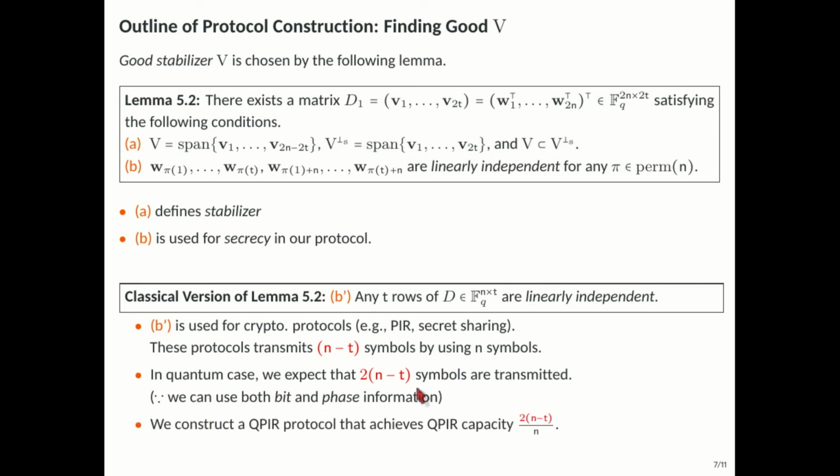So finally, we use a similar structure to the classical case with the help of this condition B, and we make our protocol achieve this QPIR capacity 2(n minus T) over n. So this is how our protocol is constructed, and for more detail, please read our paper.